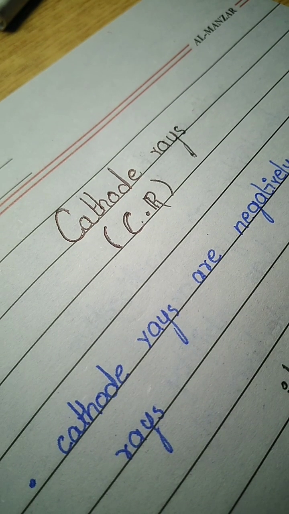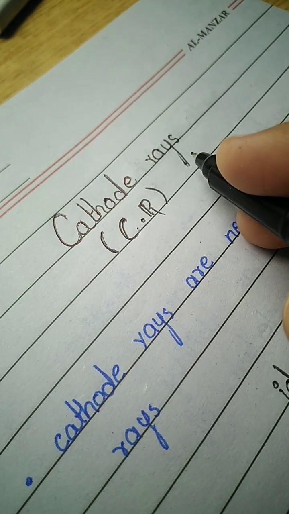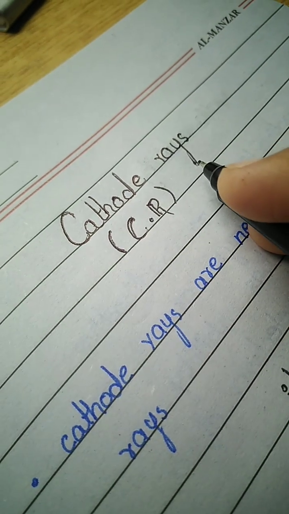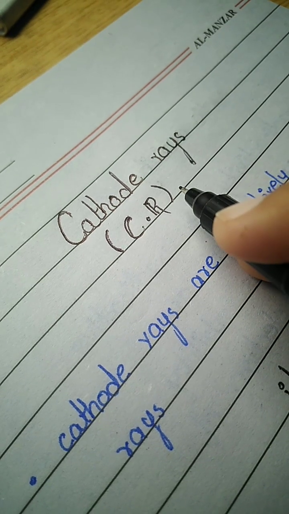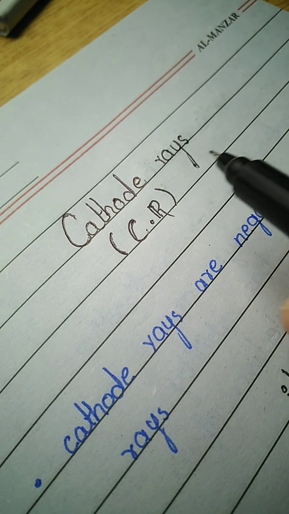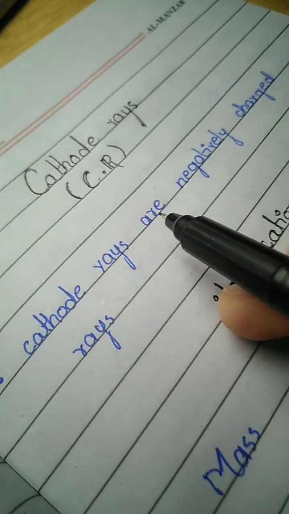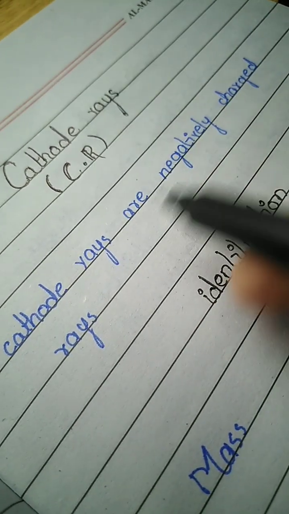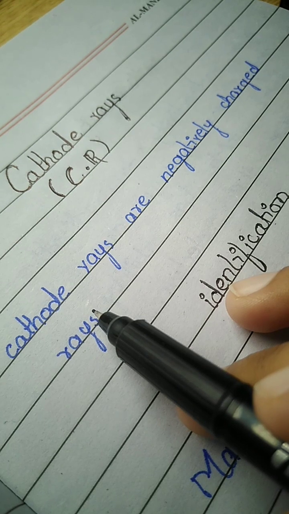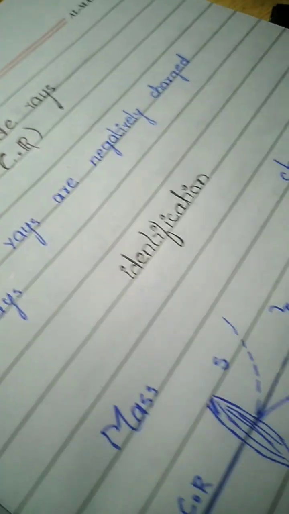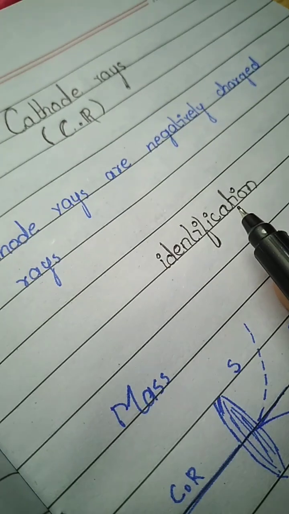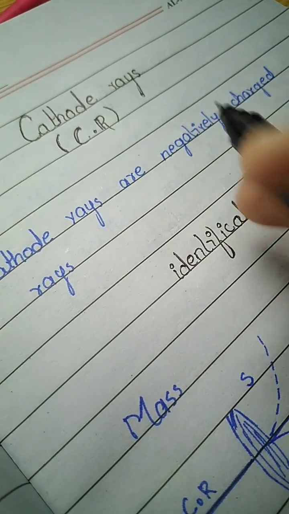In this lecture, we're going to talk about cathode rays. In the recent lecture, we have just talked about the formation of the cathode rays and its discovery. So, what are cathode rays? Basically, cathode rays are negatively charged rays which are attracted towards the positively charged plates. Now, there are some identification tests related to the cathode rays.